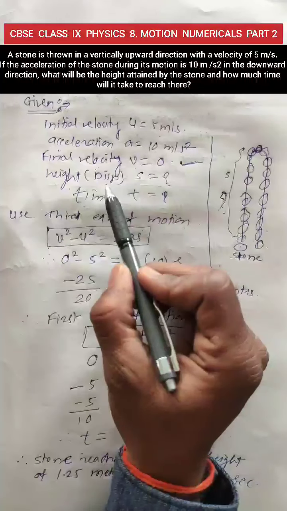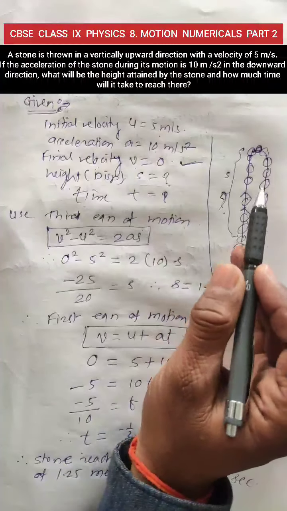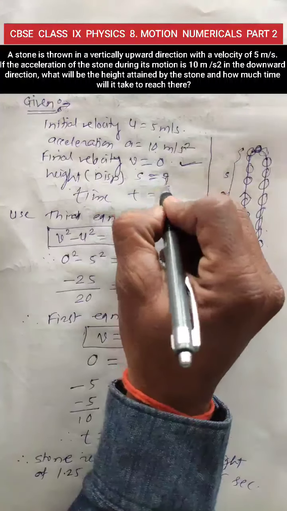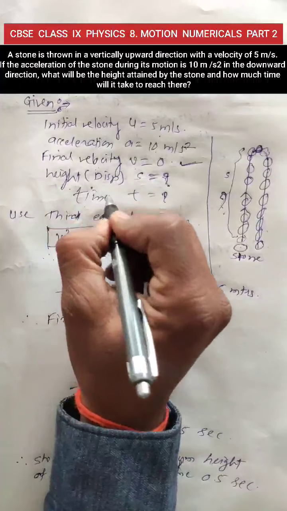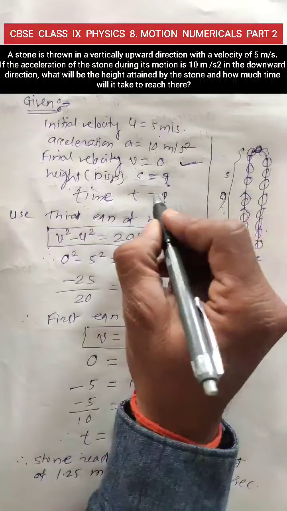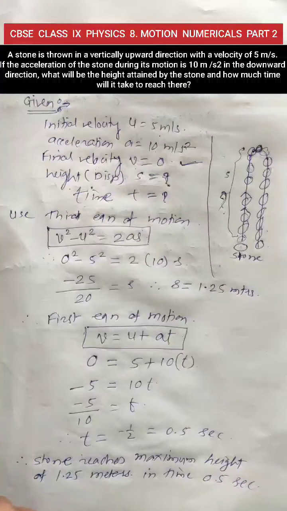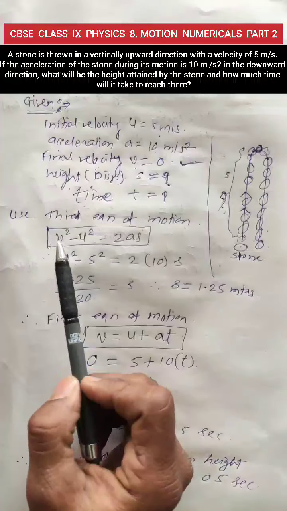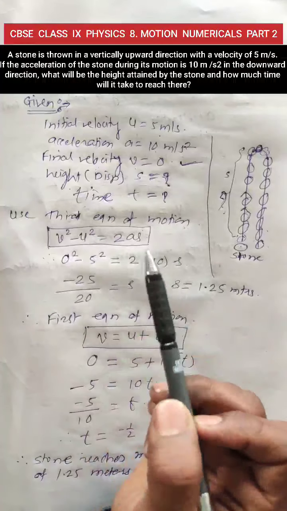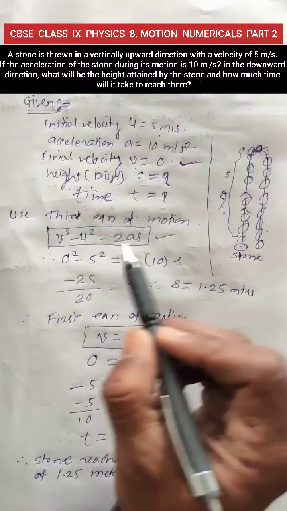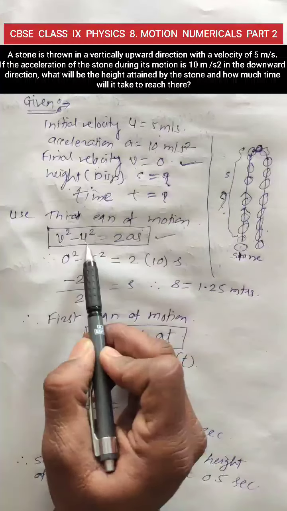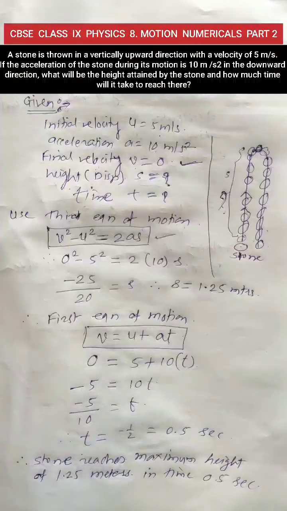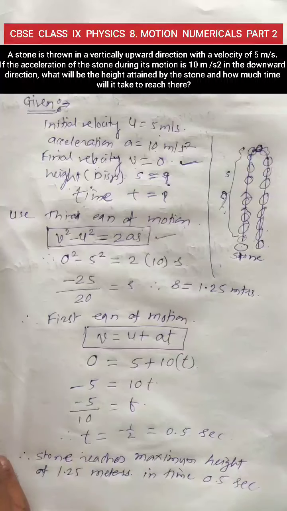That means we have to find out the displacement covered by the stone in the upward direction, that is s is equal to question mark. And also we have to find out the time required for this activity, so t is equal to again question mark. For solving this, we use the third equation of motion. The third equation of motion is v square minus u square is equal to 2as.